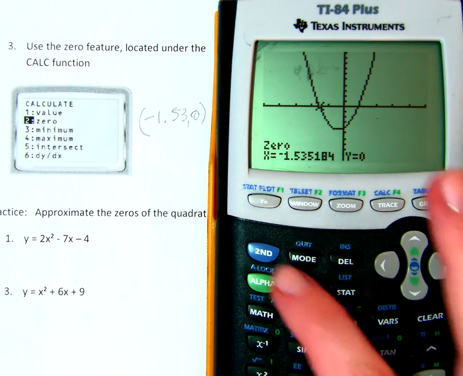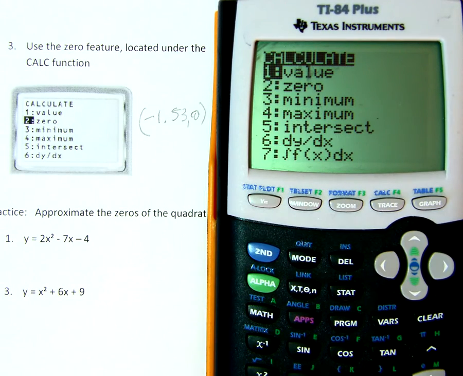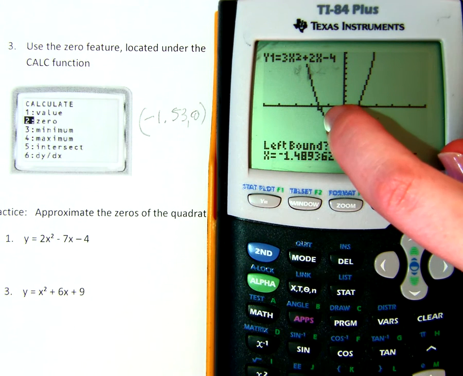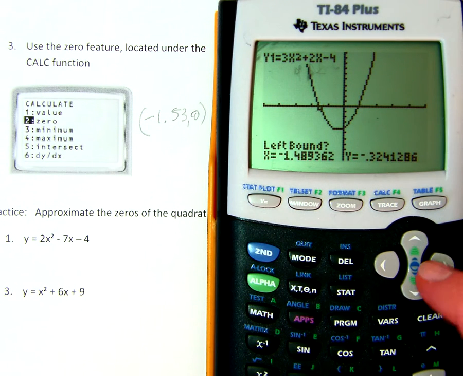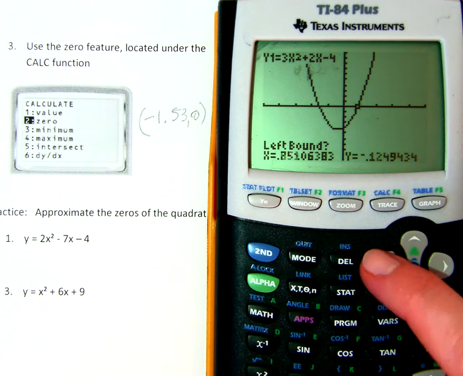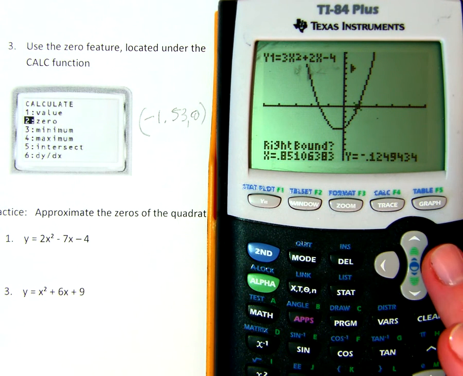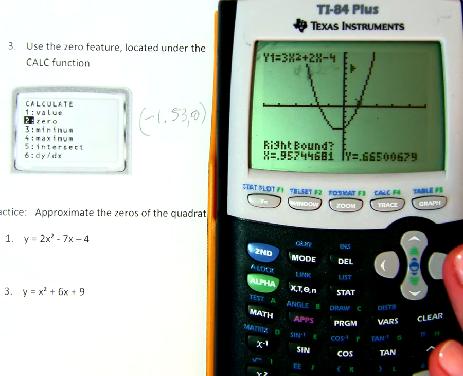Okay, let's do it again. So I can trace, gives me the calculate menu. We'll go to zero again. Now I've already found this one. Now I need this one. So let's come over here. Let's put our cursor where I want the point. This is the point I'm looking for. So left bound, I'll go to the left, hit enter. Go back to the point. Right bound, hit enter.